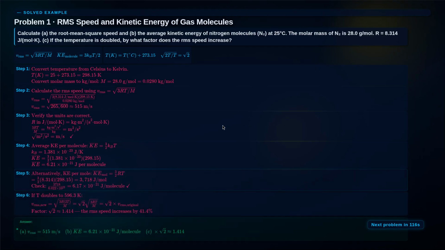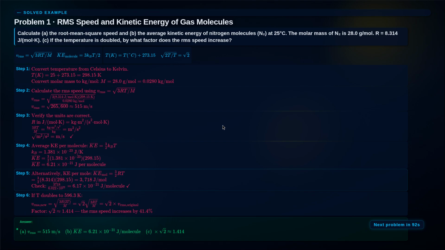Problem 1. RMS speed and kinetic energy of gas molecules. Calculate the root mean square speed and the average kinetic energy of nitrogen molecules at 25 degrees Celsius. The molar mass of N2 is 28 grams per mole. Part C. If the temperature is doubled, by what factor does the RMS speed increase?